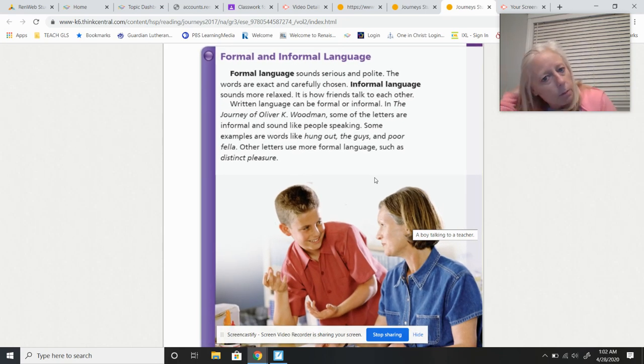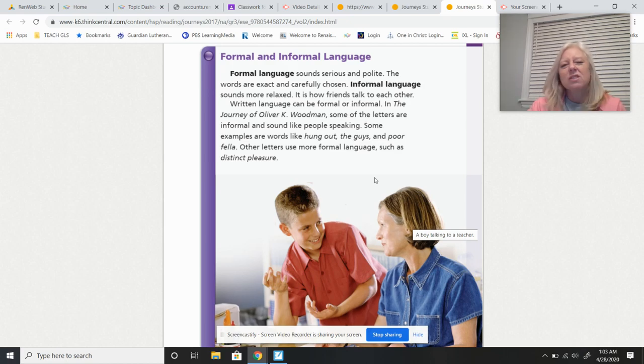Okay. So it says formal and informal language. Formal language sounds serious and polite. The words are exact and carefully chosen. Informal language is more relaxed and it's how friends talk to each other. Written language can be formal or informal. In The Journey of Oliver K. Woodman, some of the letters are informal and sound like people speaking. Some examples are words like hung out, the guys, and poor fella. Other letters use more formal language, such as distinct pleasure. Right? You've got both kinds in the story.